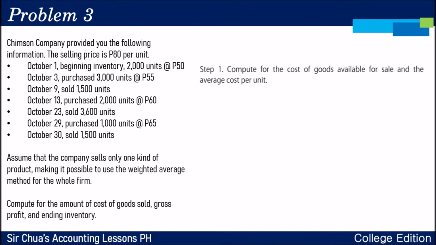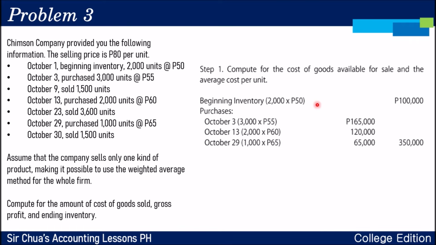This is your first step. Compute for the cost of goods available for sale because that is where the average cost per unit will come from. And how do we compute for the cost of goods available for sale? You get your beginning inventory of 2,000 units at 50. Then all your purchases. Okay? Your purchases on October 3, October 13, and October 29. 3,000 units, 2,000 units, 1,000 units, then you multiply them to their respective cost for a total purchases of 350,000.